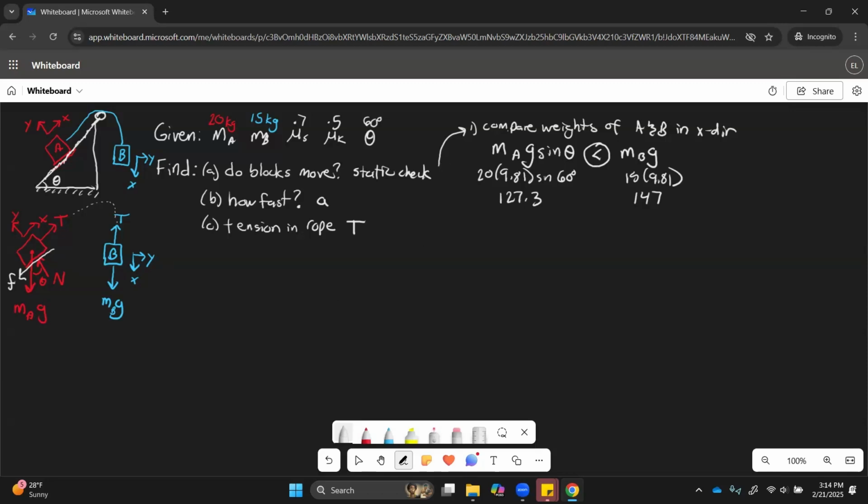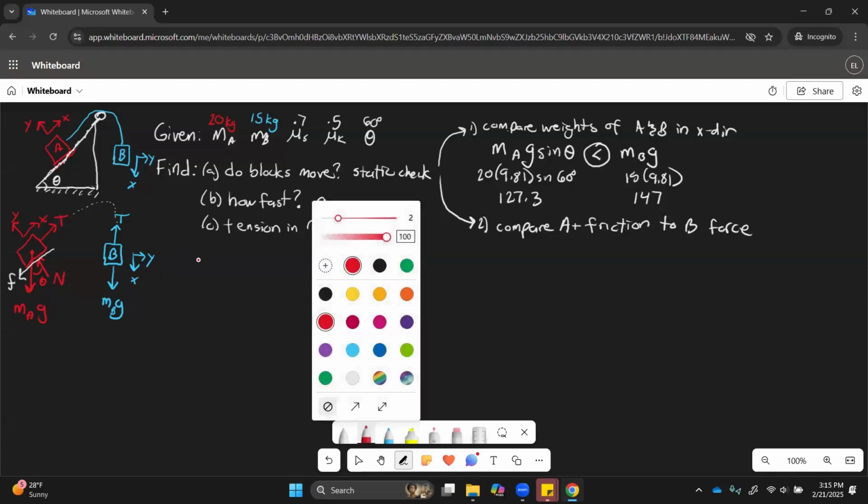So now that we've compared the weights of A and B, the next thing on the static check is part 2: compare A plus friction to B. In order to find that friction force, which would be the static friction, to see if they move or not, we need to actually write equations in the X and Y directions. So let's go ahead and do that for each block.